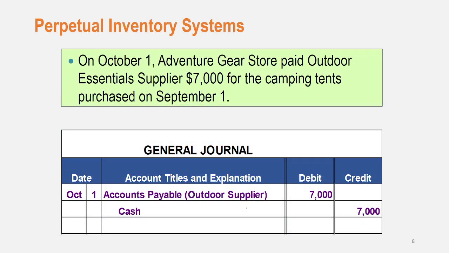Okay, let's look together at what happens in the next economic scenario. On October 1st, Adventure Gear Store paid Outdoor Essential supplier $7,000 for camping tents purchased on the 1st of September. In the perpetual inventory system, when a payment is made to a supplier for a previous purchase on account, we need to record the reduction in our liabilities. So accounts payable is reduced and cash also decreases. So we should consider two accounts for this economic event.